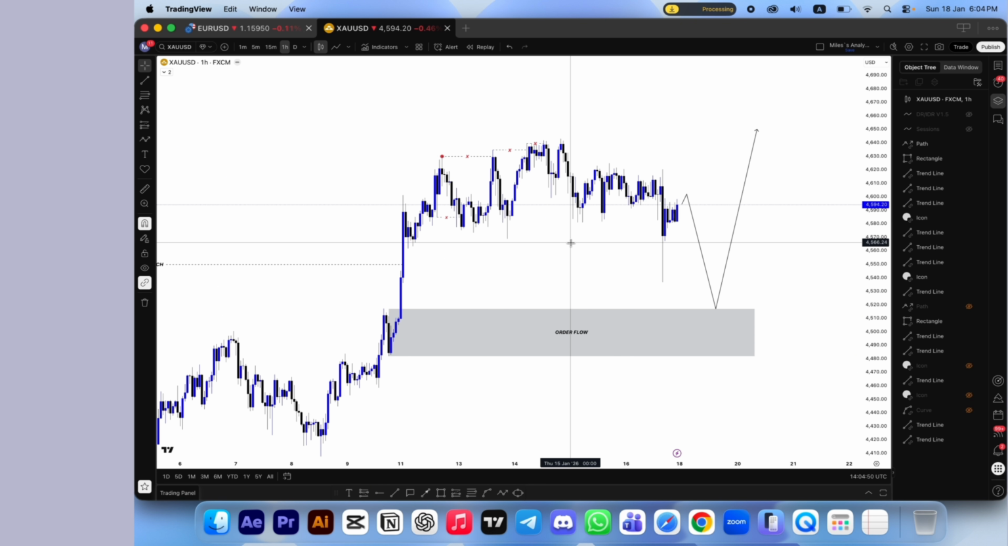This is what I have on gold and EURUSD, and I'll be sending more entry setups in my Discord channel and in the Telegram channel throughout the week.